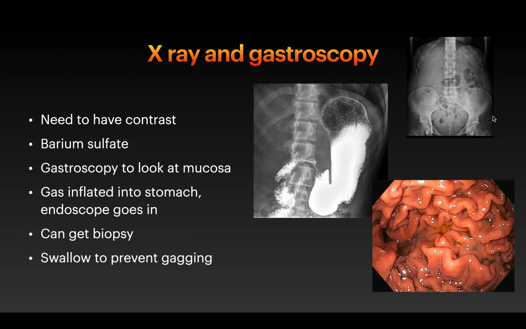Okay, so this is a normal X-ray of a normal stomach. You can't see anything, of course not. So in order to see anything, there has to be a contrast, and usually barium sulfate is given in a meal, and then lights up on the X-ray, and you are able to see it.